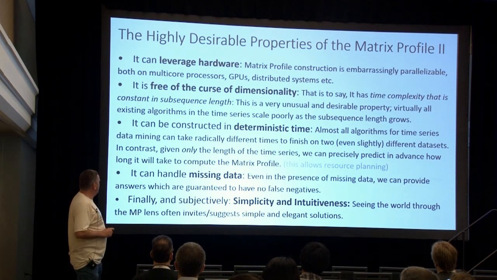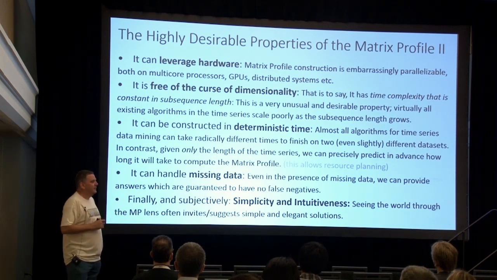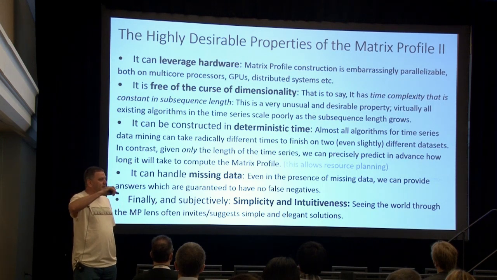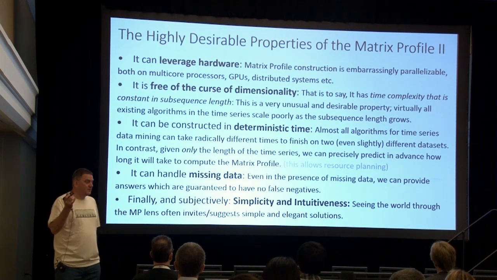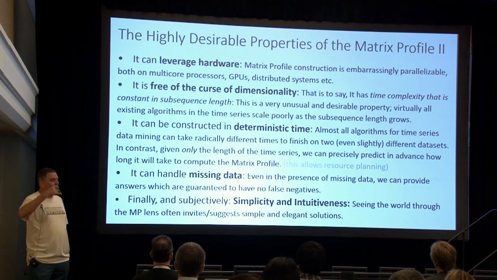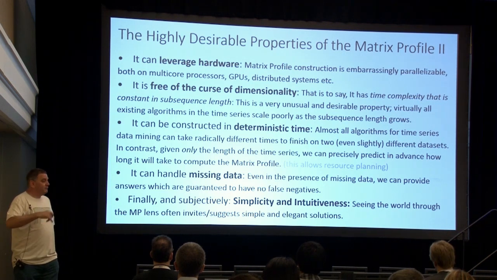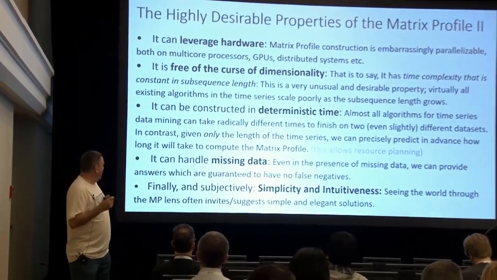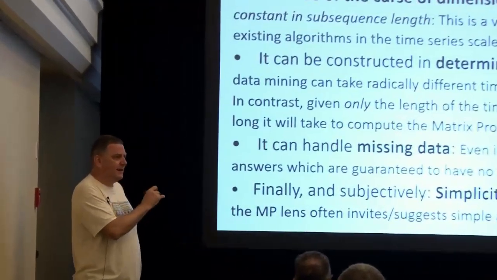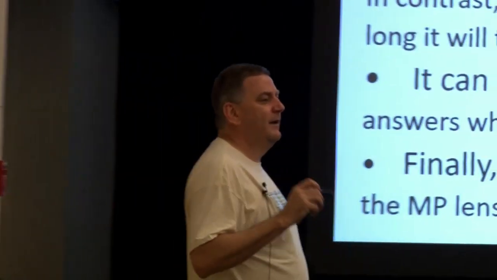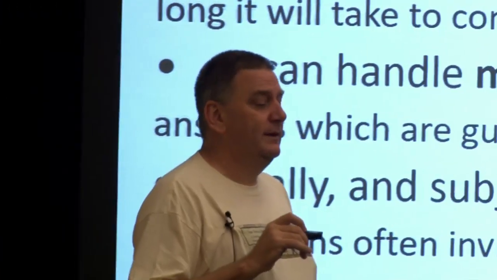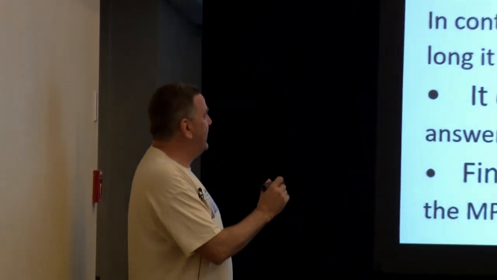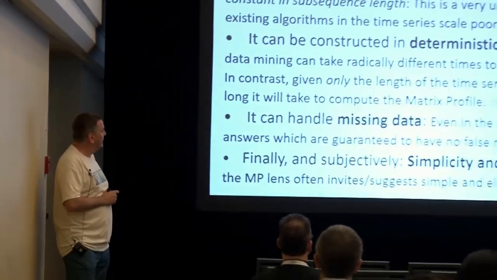Another interesting property is we can make these things in deterministic time. Almost all algorithms in the space, in the best case, can be fast, and the worst case can be very slow, and you can't tell ahead of time what you're going to get. You run it, it might take a second, it might take an hour, and you'll never know ahead of time. In contrast, given only the size of the data, we can tell you ahead of time, this will take 17 seconds to compute, and we'll be right within 1%. That is very, very useful for planning resources and everything else you can imagine.